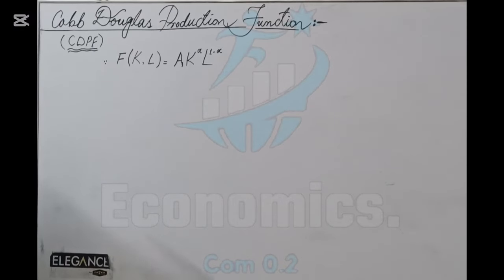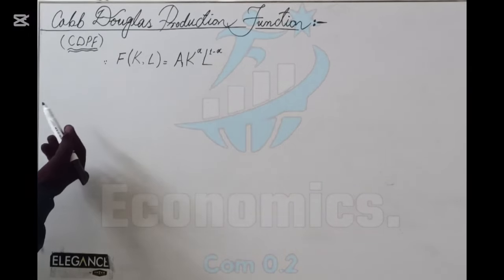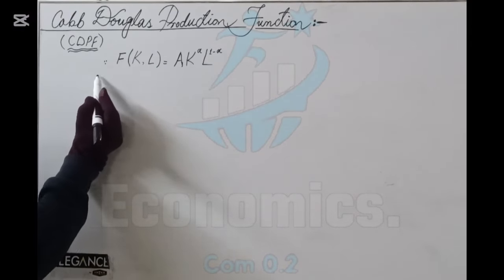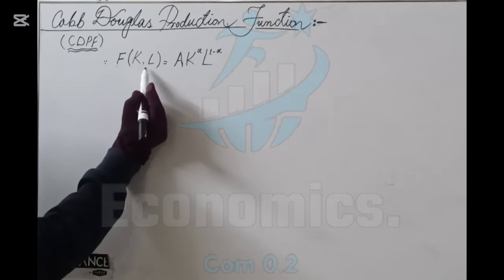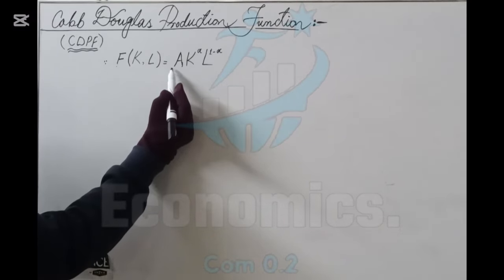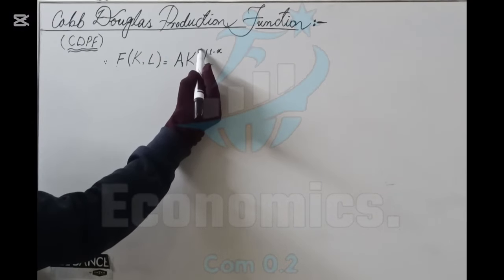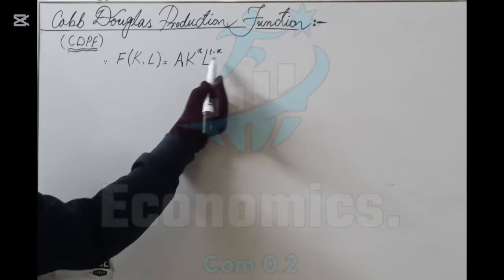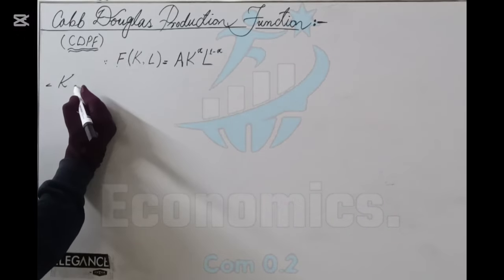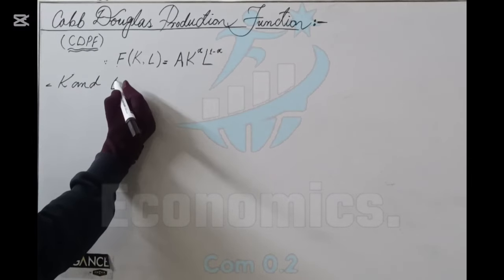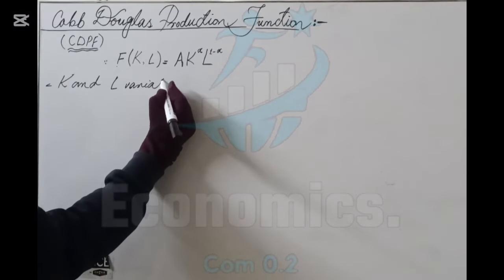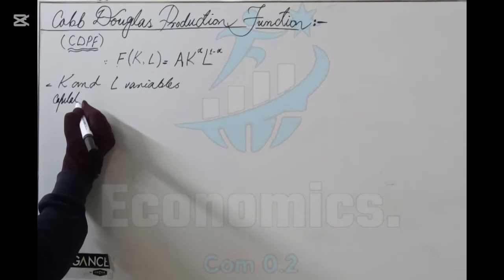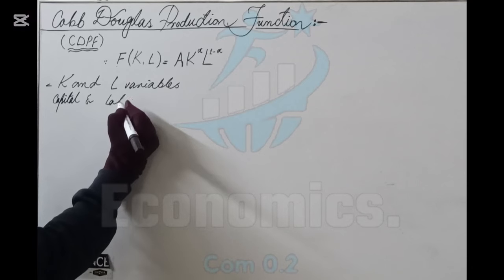Welcome to this rapid review on the Cobb-Douglas production function. We'll start by writing out the general formula. The function of labor and capital is equal to A times K raised to the exponent alpha, times L to the power 1 minus alpha. K and L are variables, which are capital and labor.